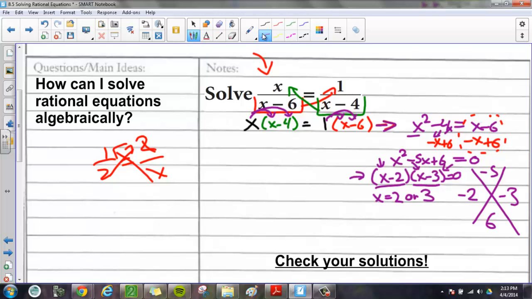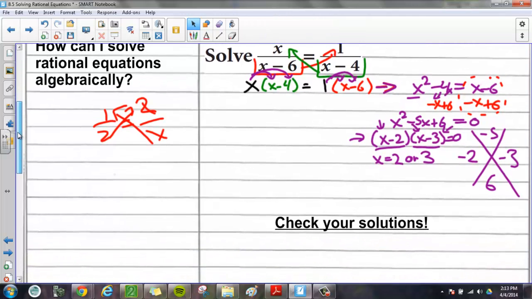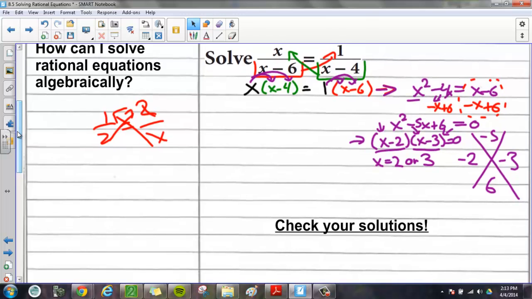Those are my solutions. Now, here's the thing though. When you're solving rational equations, you've got to double check your solution. You've got to double check your work, because sometimes it might not be a solution. There's a quick way to do that, and there's a longer way. I'm going to show you the longer way right now, and then I'll let you know the quick way. The longer way is, first you take this 2 and plug it into this original equation right there.